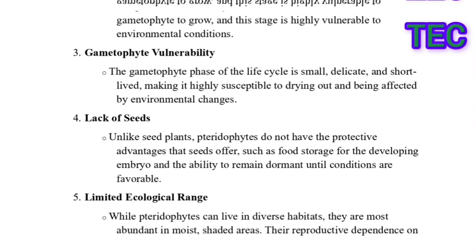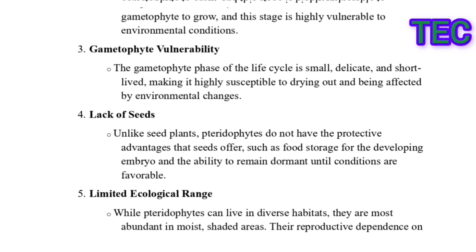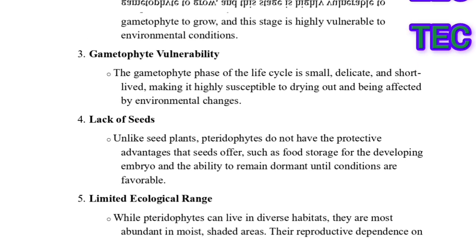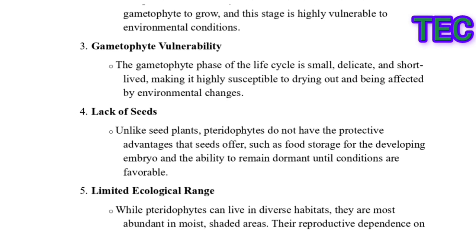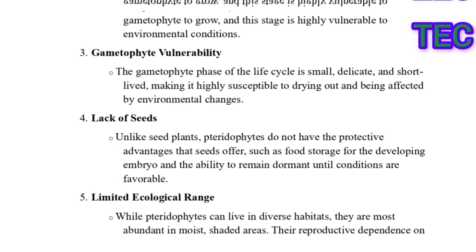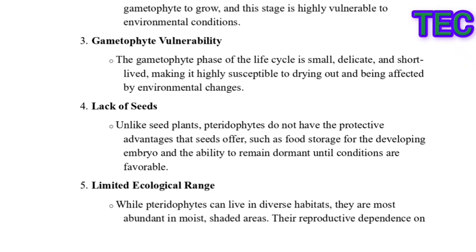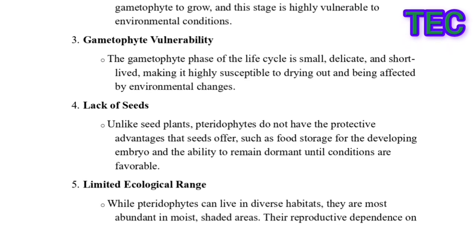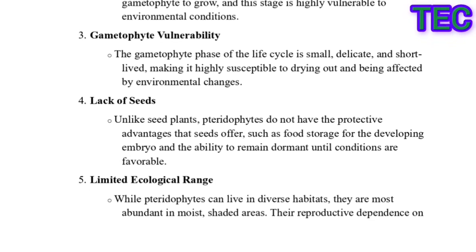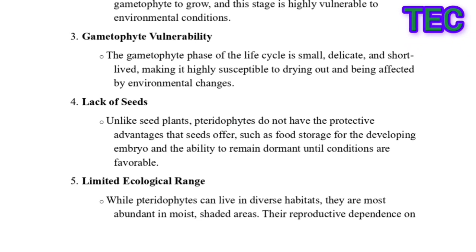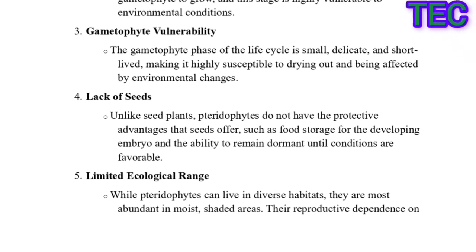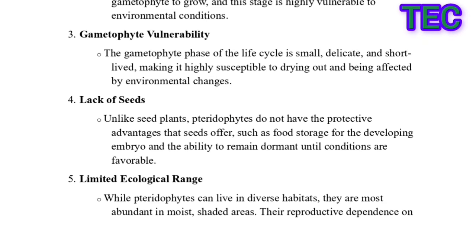Gametophyte vulnerability. The gametophyte phase of the life cycle is small, delicate, and short-lived, making it highly susceptible to drying out and being affected by environmental changes. So the life cycle is very short, and it is delicate and short-lived. That makes it highly susceptible to drying. So they easily dry out. Therefore, that limits the spread of this particular species of plant.